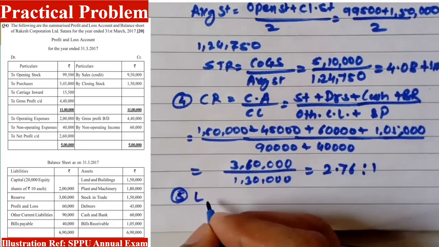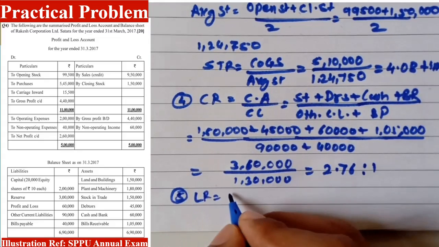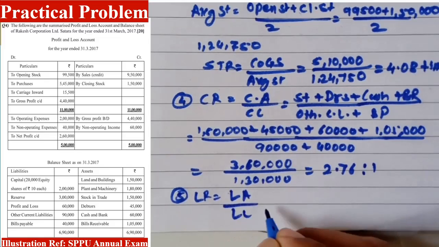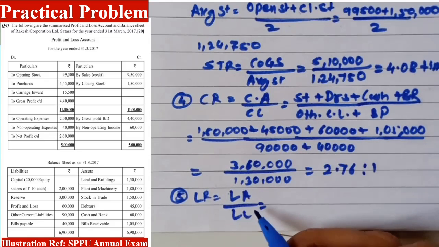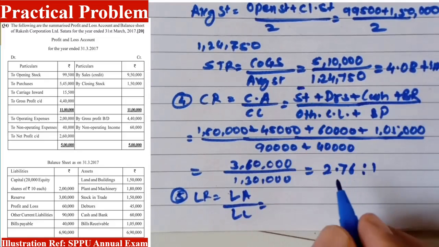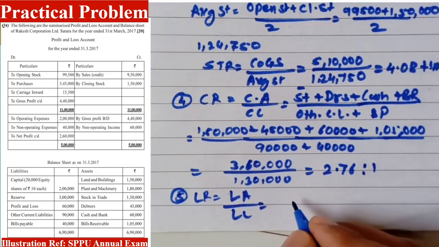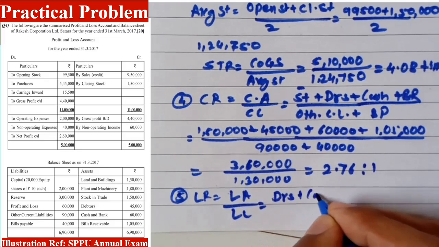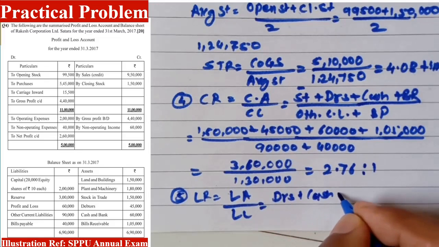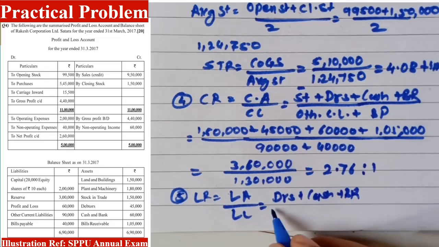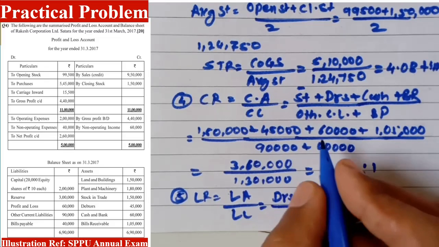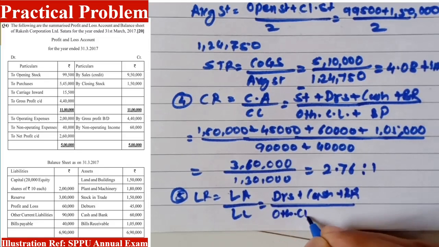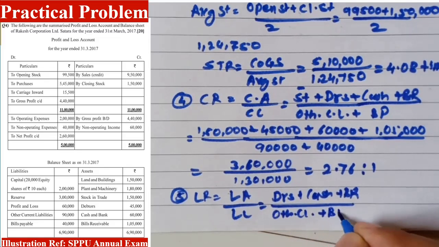Likewise, liquid ratio can be calculated. Liquid ratio is equal to liquid assets upon liquid liabilities. Now, out of the current assets, stock will be excluded. That is not a liquid asset. So, debtors plus cash plus bills receivable upon current liabilities, that will remain the same, that is other current liabilities plus bills payable.